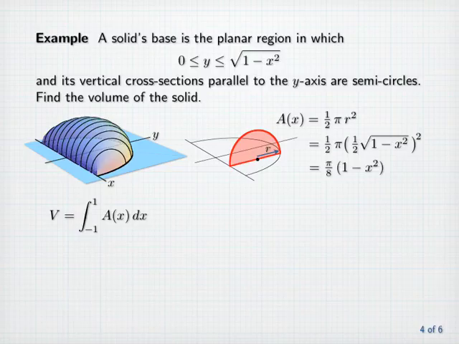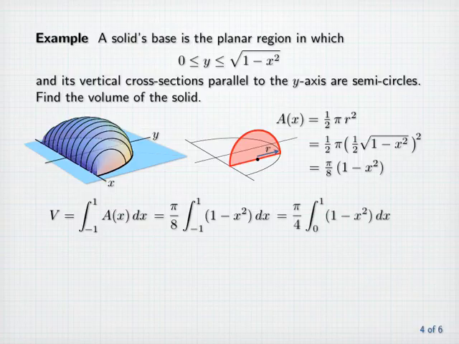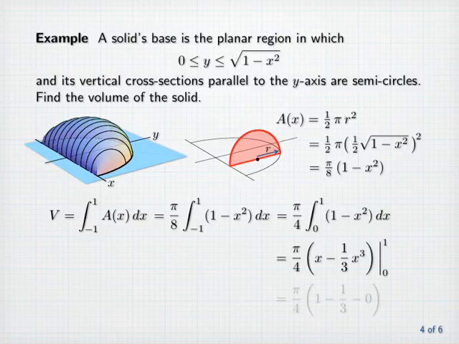So the volume of the solid is pi over 8 times the integral from -1 to 1 of 1 minus x squared dx. Again, we'll use symmetry to rewrite the integral from -1 to 1 as 2 times the integral from 0 to 1. Next, we anti-differentiate and evaluate between 0 and 1, and this gives us pi over 4 times 1 minus 1/3 minus 0, or pi over 4 times 2/3, which is pi over 6.